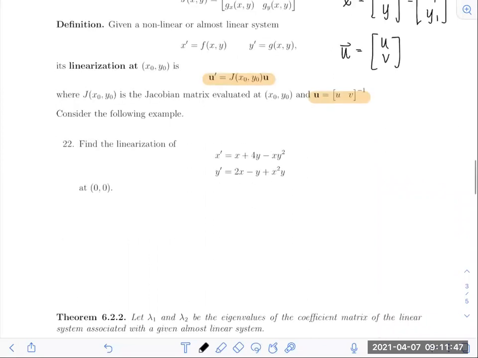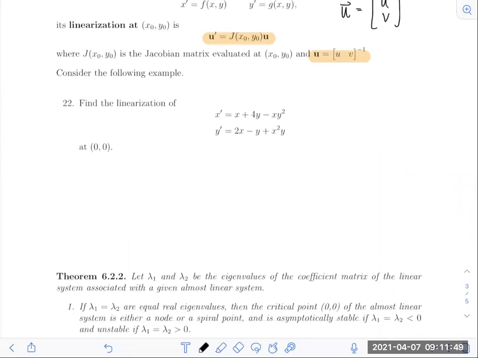So let's take a look at an example. First, we just want to practice finding the linearization. So we have this clearly nonlinear system. Right? We have some squares here. We also have products of x and y, which also make it nonlinear. And we would want to find the associated linearization. So to begin, let's find the Jacobian at x, y.